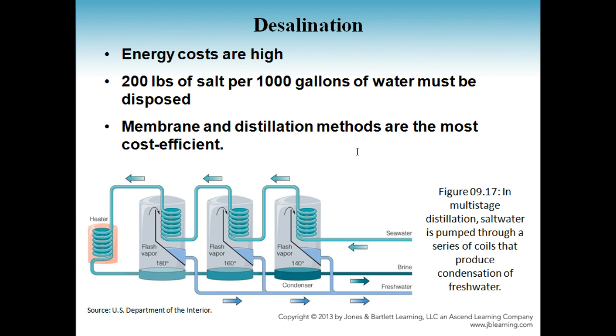This classic form is very high cost because water can absorb an enormous amount of energy. A great deal of energy per 1,000 gallons of water must be used before you can drink it. Membrane and distillation methods are still the most frequent, but the membrane is much more cost efficient than distillation, which requires large amounts of fossil fuel.